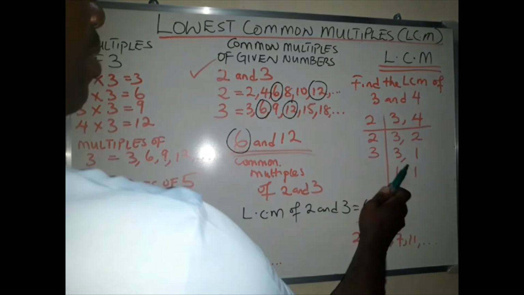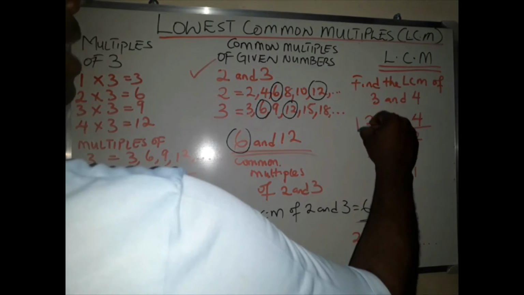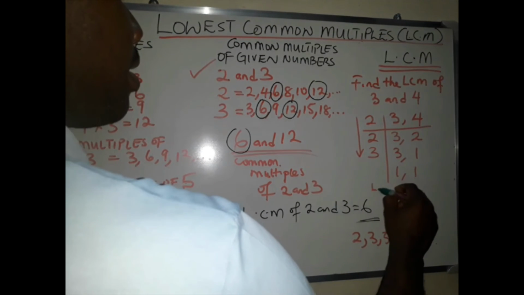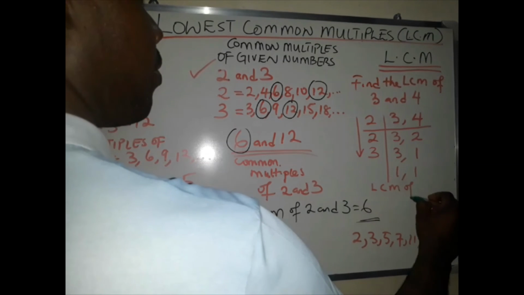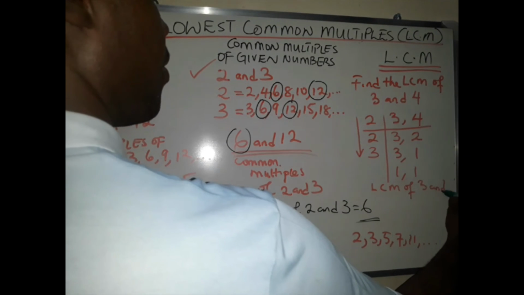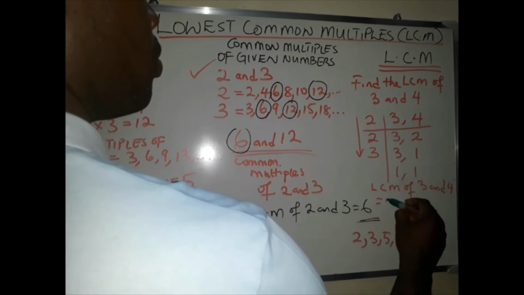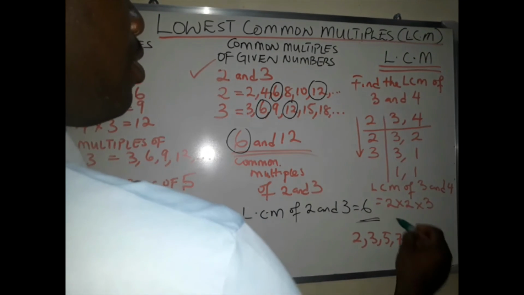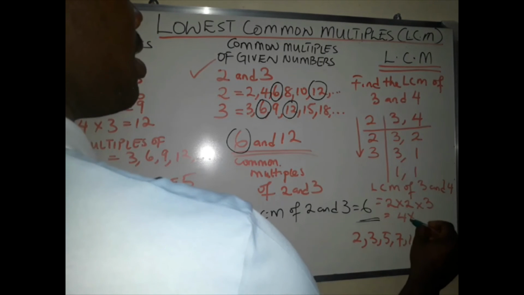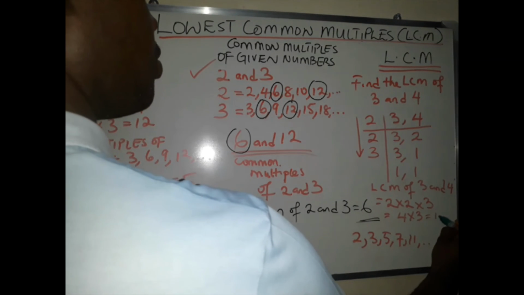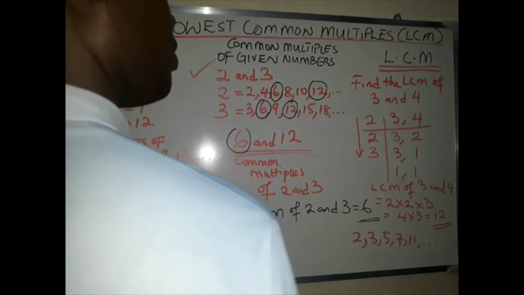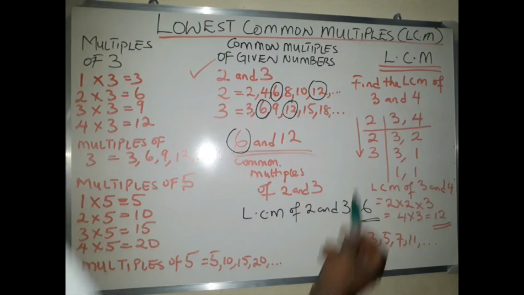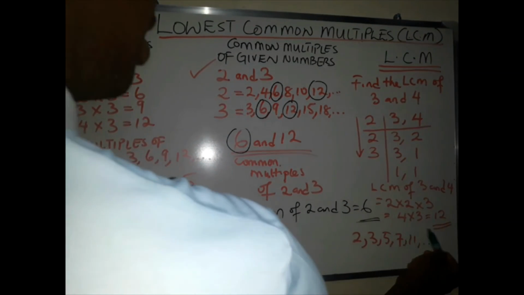To write out the LCM, you multiply all the numbers here on your left-hand side. So you write the LCM of 3 and 4 is equal to 2 times 2 times 3, which equals 4 times 3, which equals 12. So you can see that you can use this method and you get your LCM.